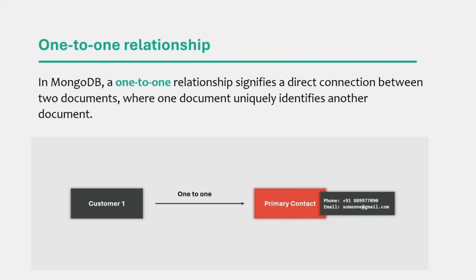Each customer is going to have a unique primary contact, and no two or more customers will have the same primary contact. Also, no primary contact will belong to two different customers. So here we have one-to-one relationship. Let's take another example.